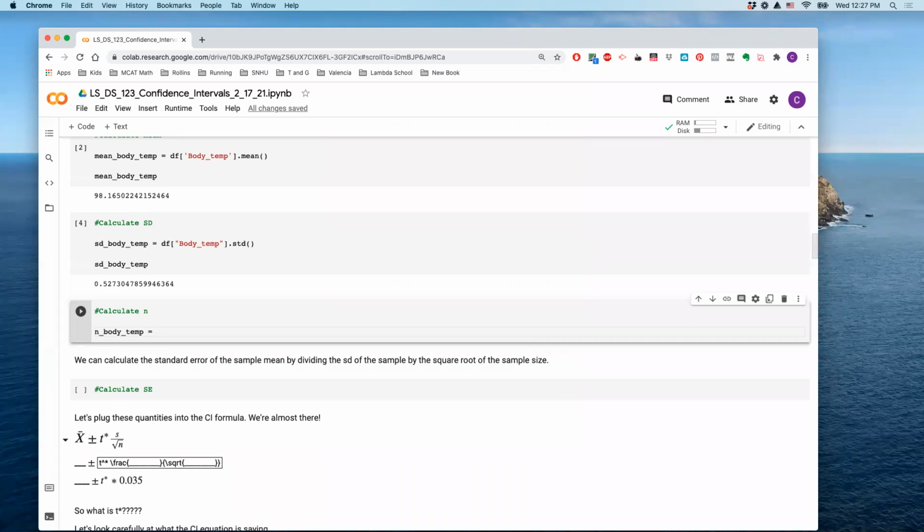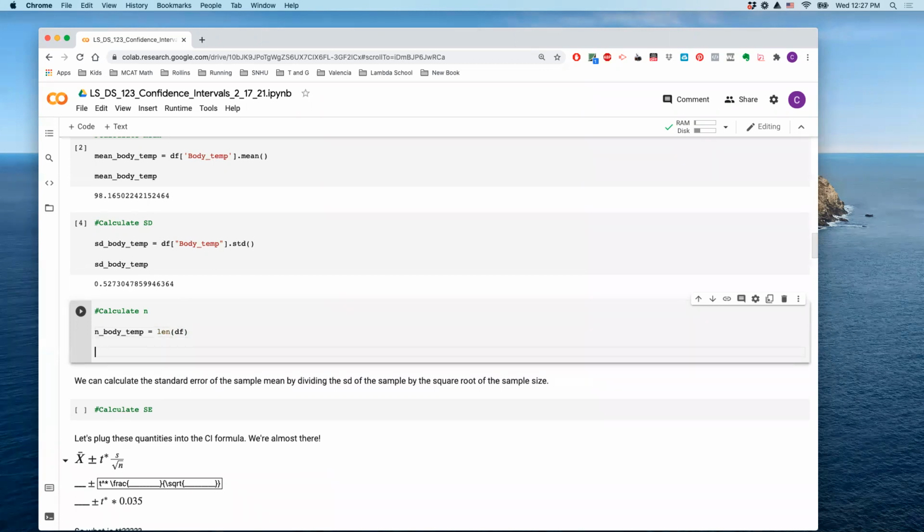Yep, shape. I could use shape and select just the first element. I could use describe and get that out. And I can use length. So just for now, I'm going to use length, and I'm going to use length of my whole data frame. But you could also get this information out of shape or describe.